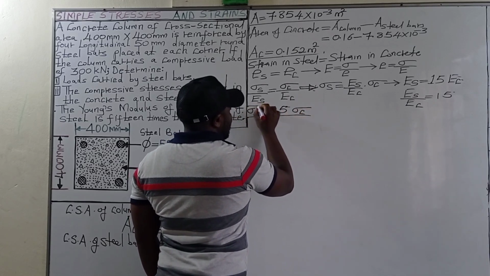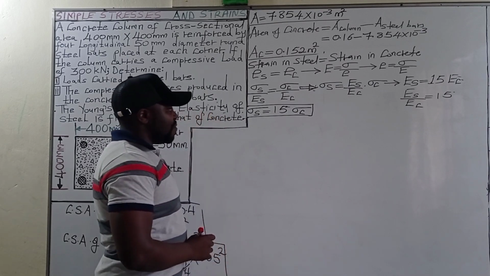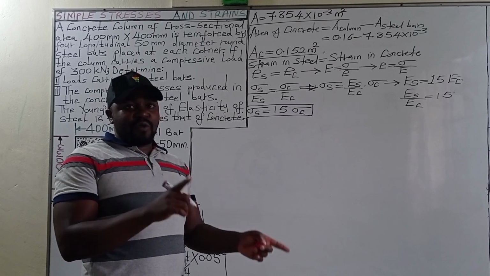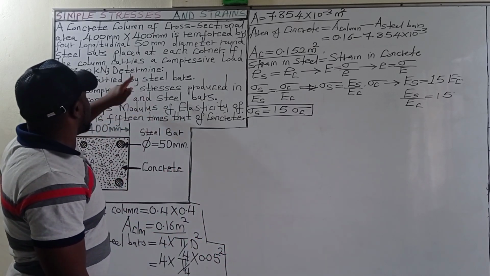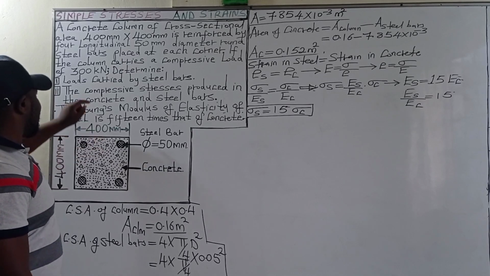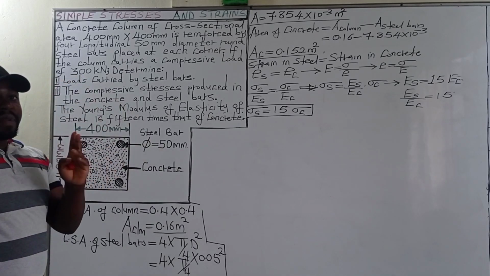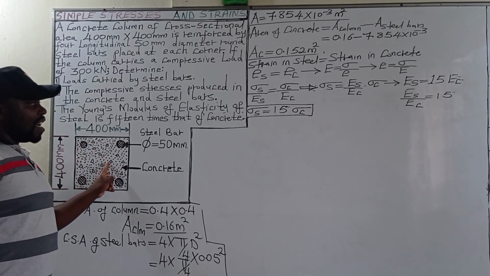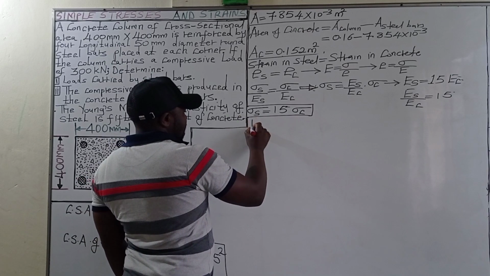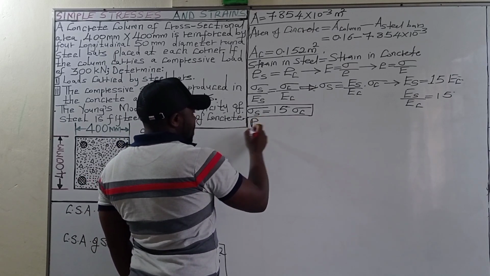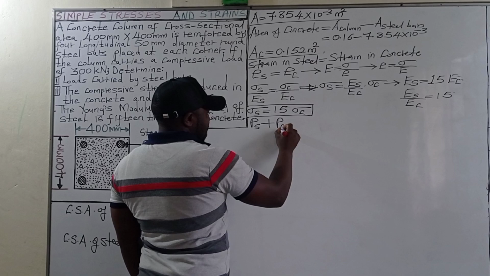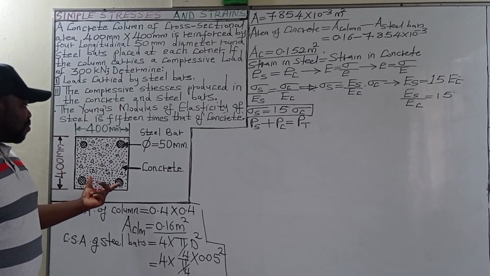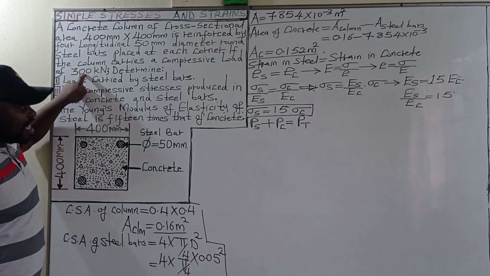So this relation, we are going to use it in a few. Now, we also know from the compatibility equation that the total load subjected onto this column, that is the load of 300 kilonewtons, will be shared by the steel bars as well as the concrete. Therefore, the load shared by the steel bars plus the load shared by the concrete will be equal to the total load subjected onto this column, that is the load of 300 kilonewtons.